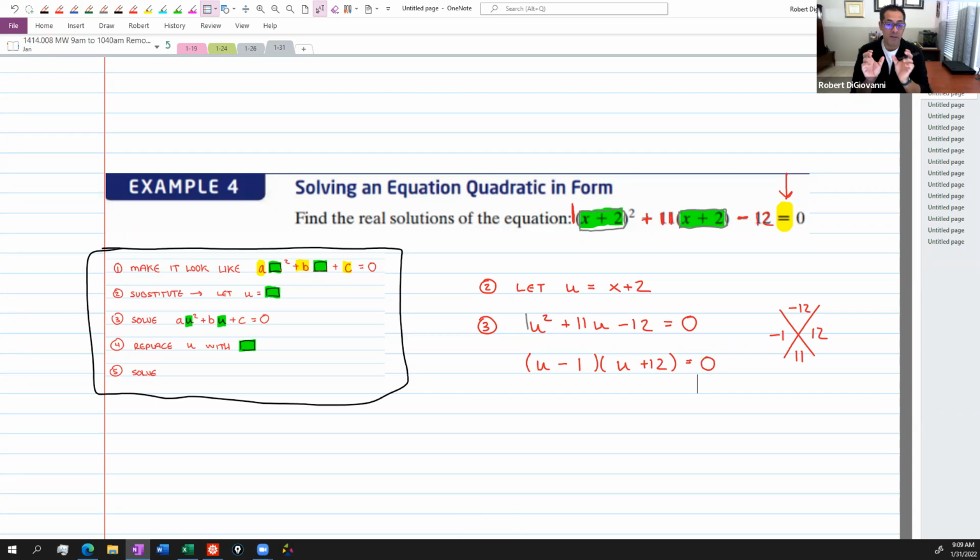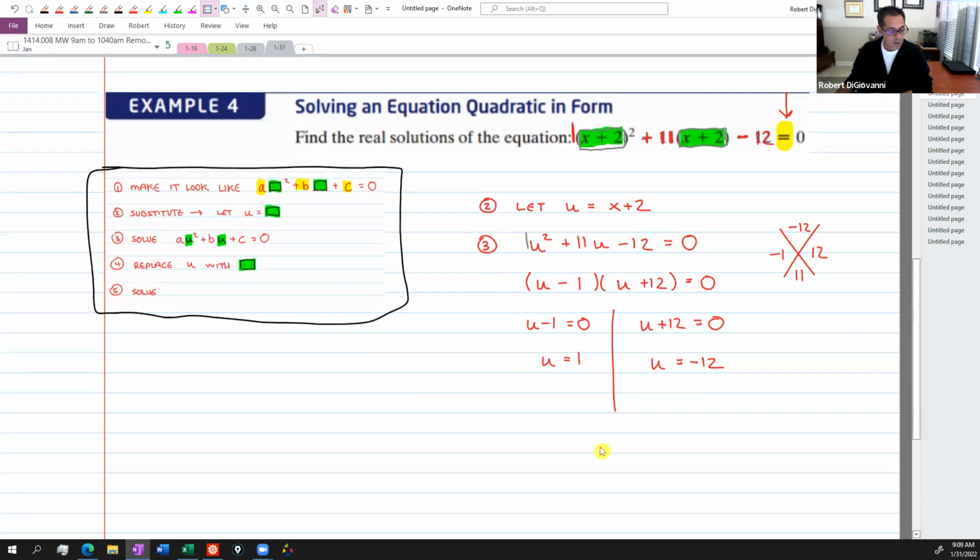Now, once we have it factored, we can just set each factor equal to 0. So I'm still in step 3. I'm solving this. So I'm going to set u minus 1 equal to 0. I'm going to set separate equation u plus 12 equal to 0. And then just move the numbers to the other side, which really just changes the signs of the numbers. So those are our two solutions. And now we go to step 4. Okay, because right now we're not done.